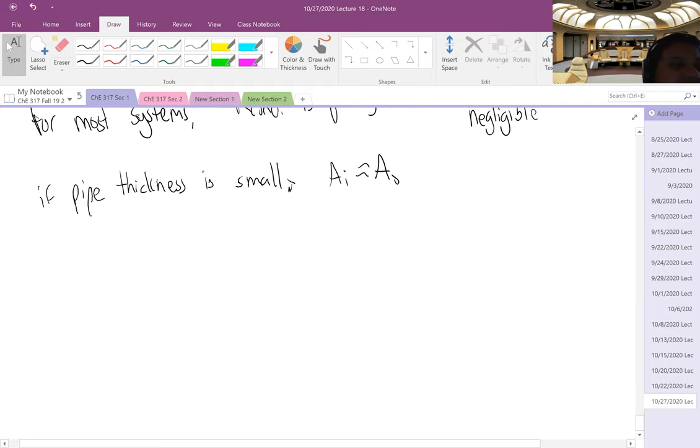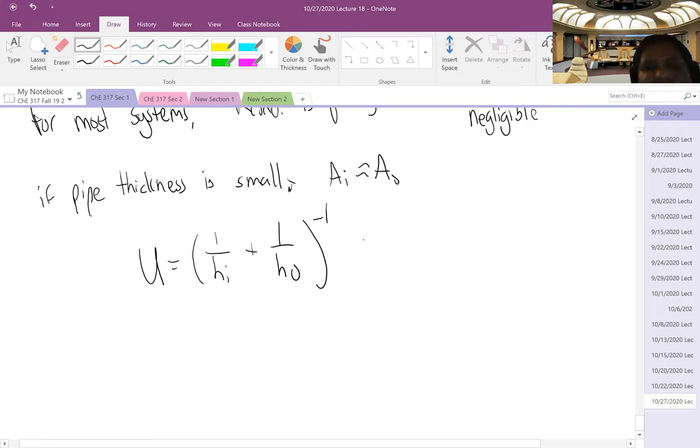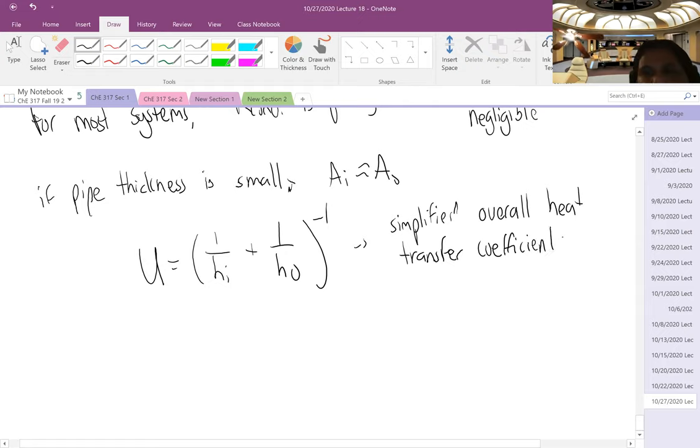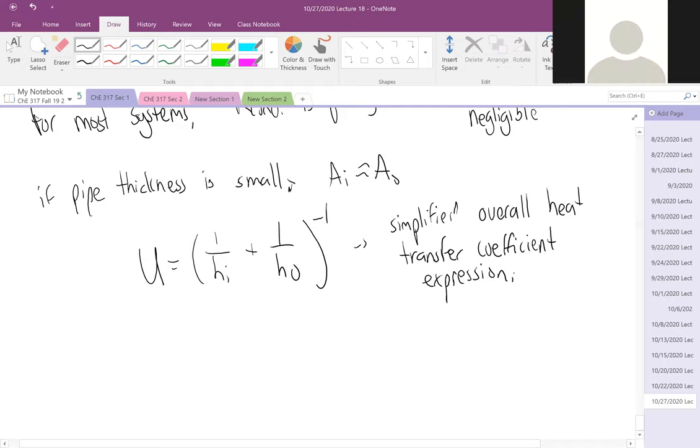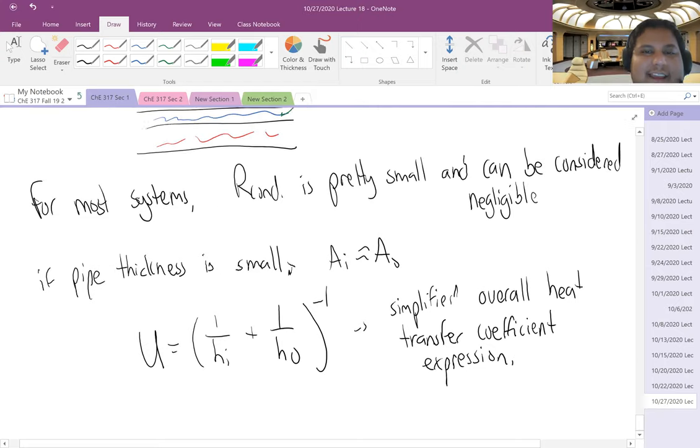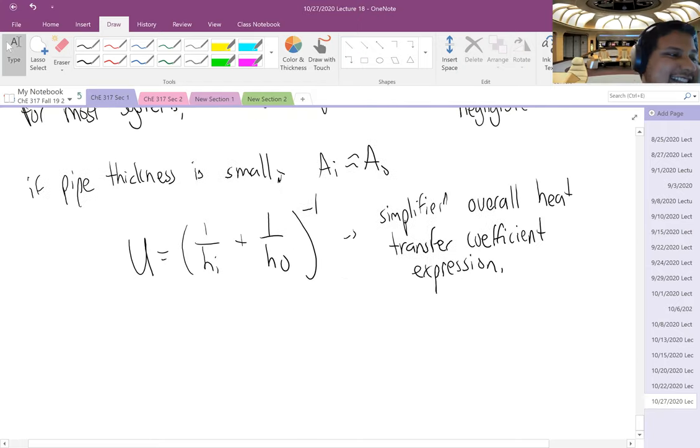We can simplify our overall heat transfer coefficient U as simply 1 over HI plus 1 over HO to the negative 1. And this is our simplified overall heat transfer coefficient expression. And I'm sure this is the one that you probably use in design. Yeah, we've never even seen the equation. Yeah. Okay, well, the unfortunate news is this isn't design.